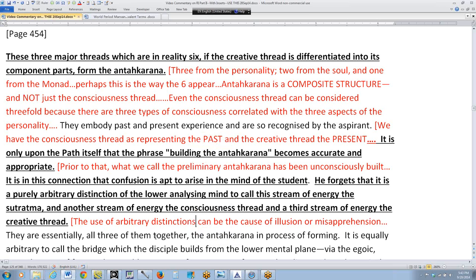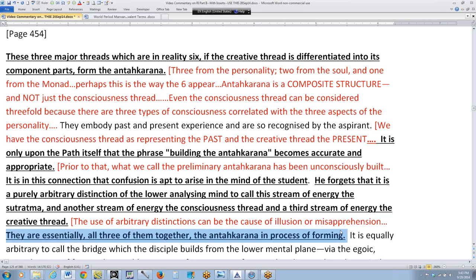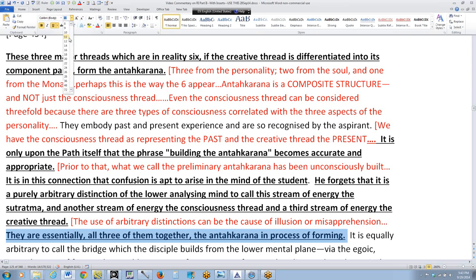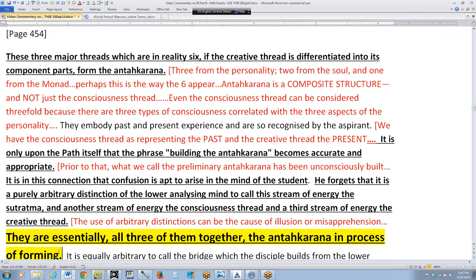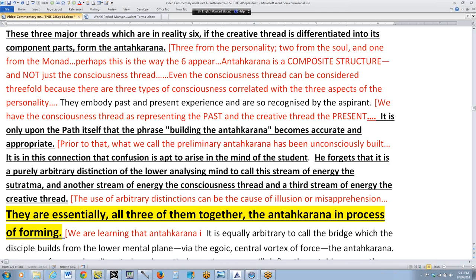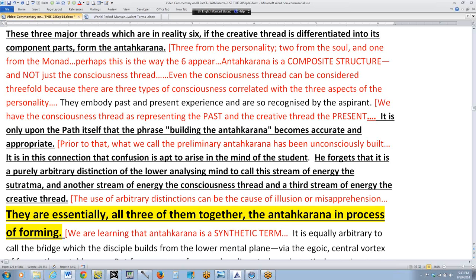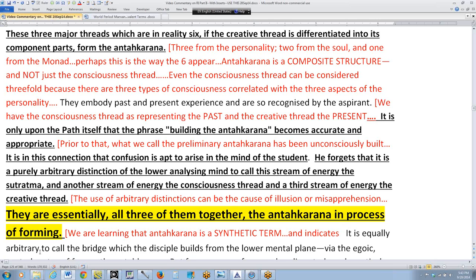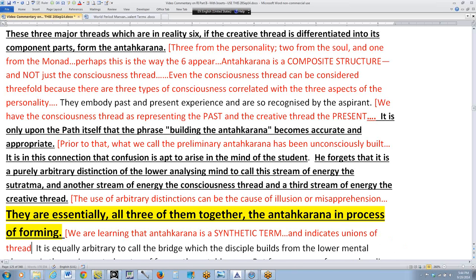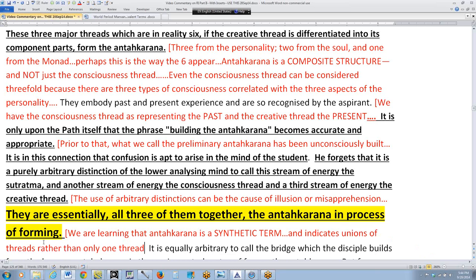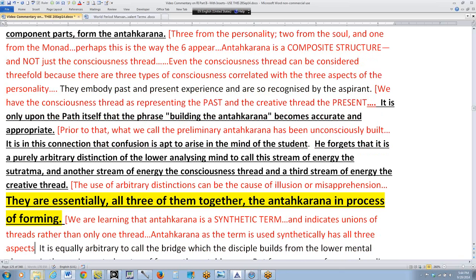They are essentially, all three of them together, the Antahkarana in the process of forming. This is really so important, because just a little while ago he was basically saying, well, Antahkarana is the consciousness thread, but it is more a synthetic term, is what we're learning to see here. We are learning that Antahkarana is a synthetic term and indicates unions of threads rather than only one thread. So it has life in it, it has consciousness in it, it has creativity in it, it has all three aspects. Antahkarana, as the term is used synthetically, has all three aspects in it.